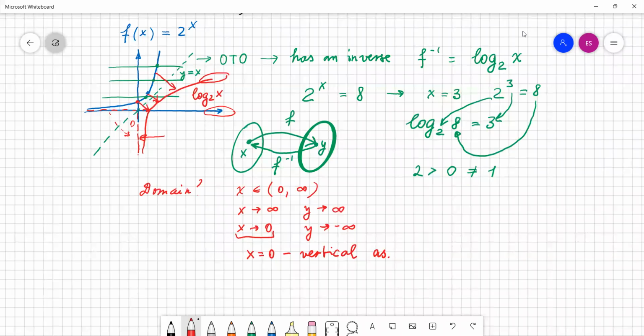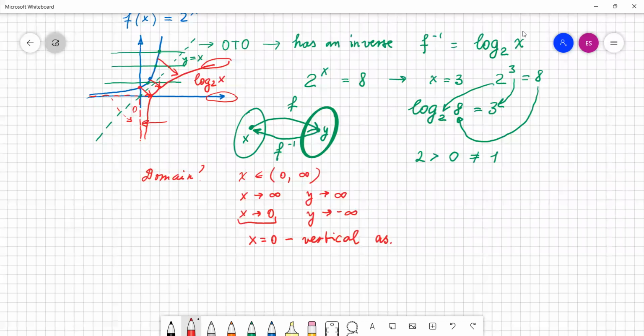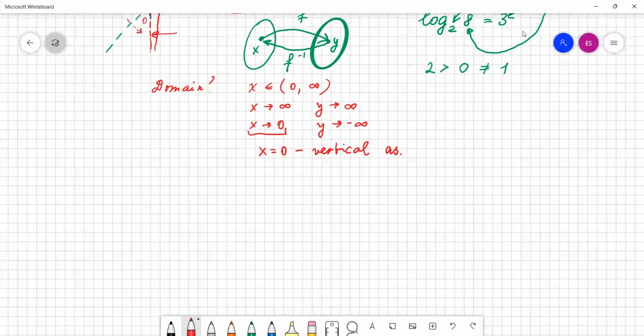Now, guys, besides all the normal logarithms with base 2 or 3 or 5, we also have two special logarithms. The first one is called the common logarithm.